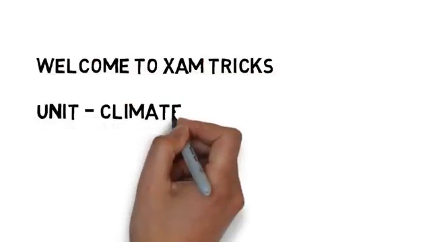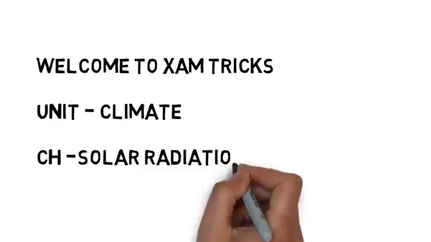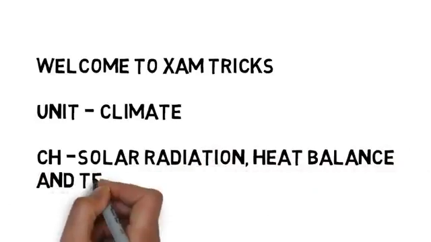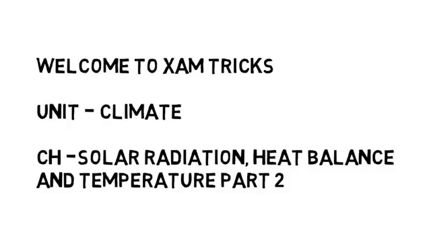This chapter is the second part of the video Solar Radiation, Heat Balance and Temperature, chapter 9 of the unit Climate. In this video, we will be talking about temperature, heating and cooling of the atmosphere, the reasons responsible for variation in temperature, and concepts such as heat budget and temperature inversion.